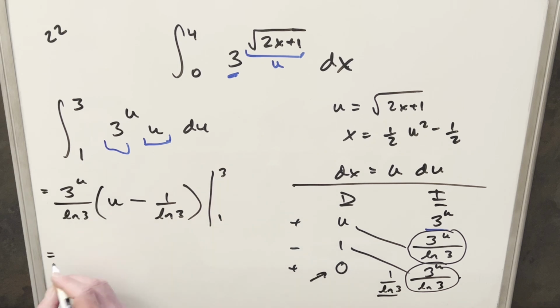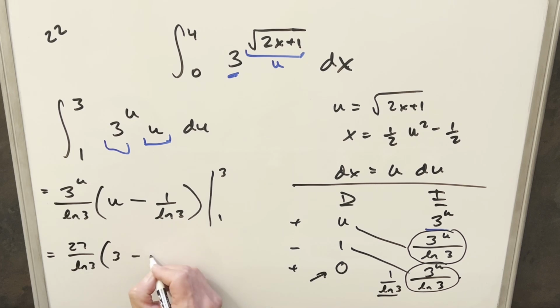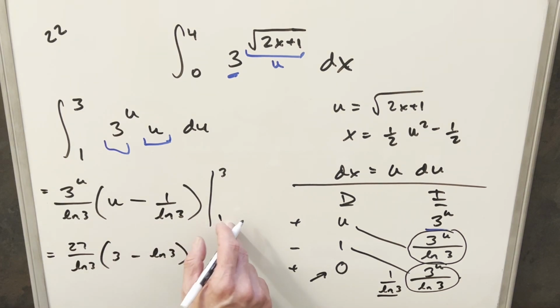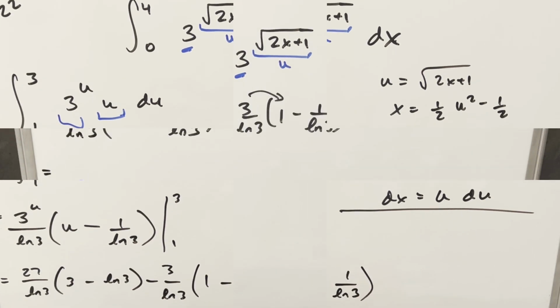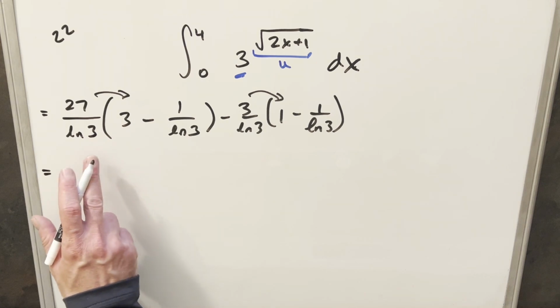First, let's evaluate it at 3. 3 to the 3 is going to give me 27 over ln 3 here. Here we're going to have just 3 minus 1 over ln 3. Then plugging in 1 here, we're going to have just 3 over ln 3. Then plugging in 1 here, we're just going to have 1 minus 1 over ln 3. Okay, now I just need to distribute everything in order to finish this off.